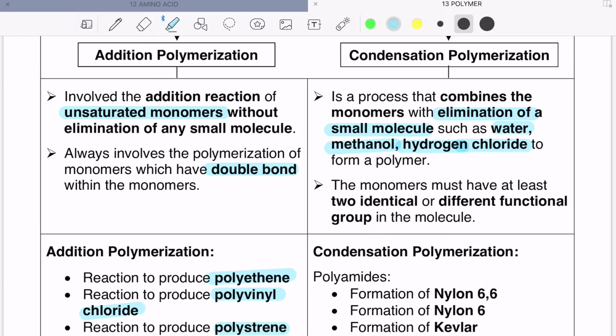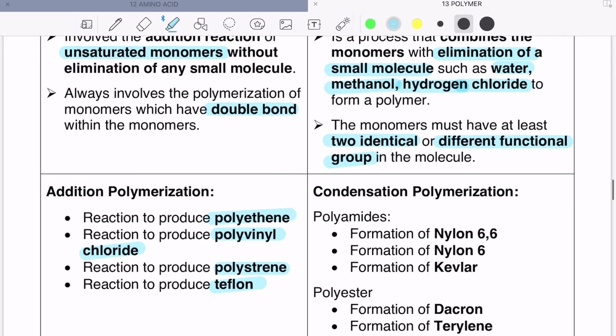Usually for condensation polymerization, the monomers must have at least two identical or different functional groups. Usually condensation monomers don't have the double bond, but they have two different functional groups or the same. They must have two functional groups. For condensation polymerization, we usually use it to produce nylon 66, nylon 6, Kevlar, Dacron, and Terylene.